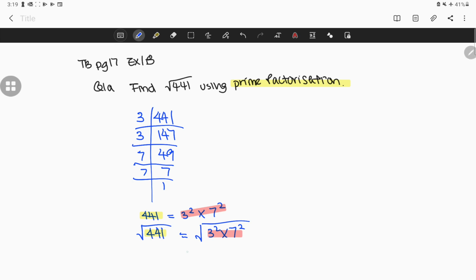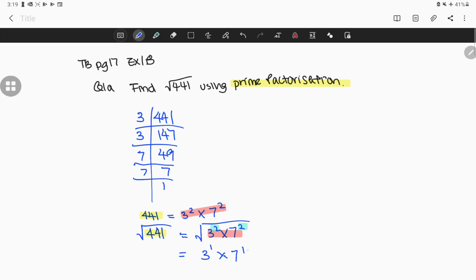So now, to evaluate this, because it's the square root sign, we just need to divide by 2. 2 is the index of 3, and the index of 7. So it will just be 3 to the power of 1 multiplied by 7 to the power of 1.